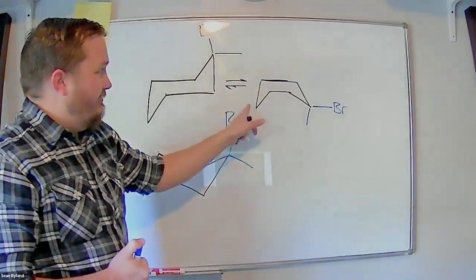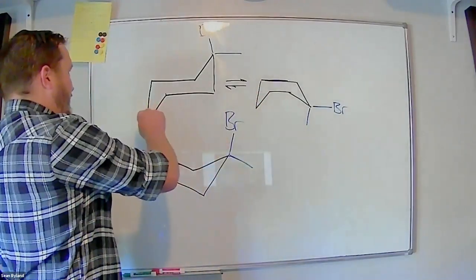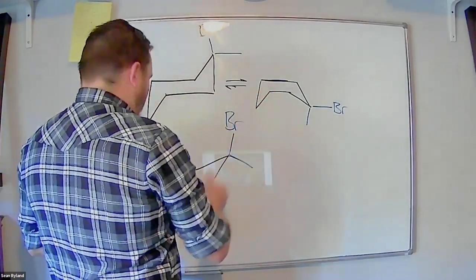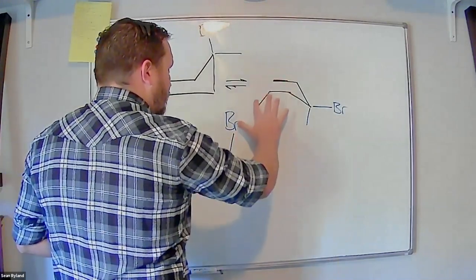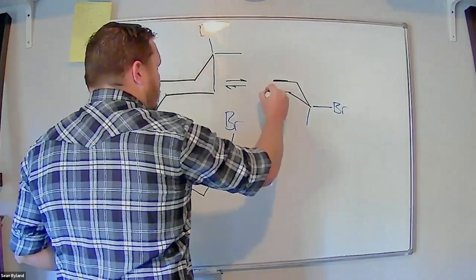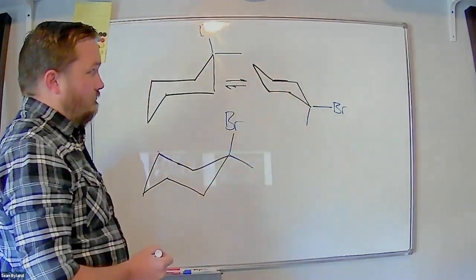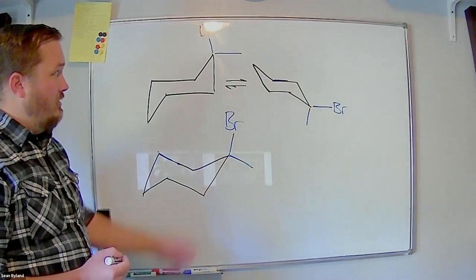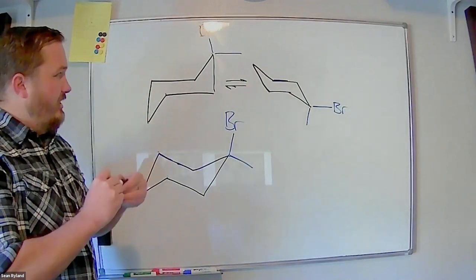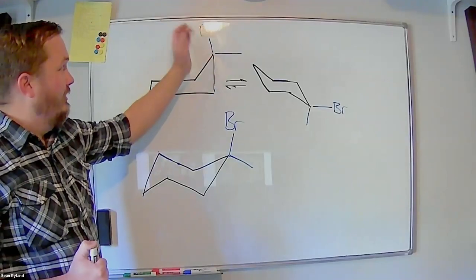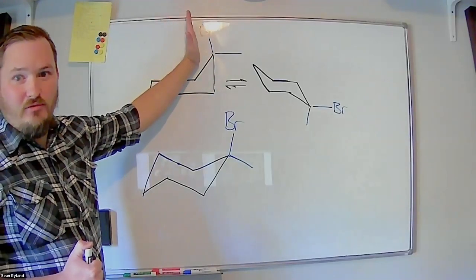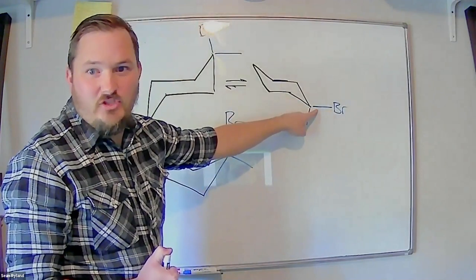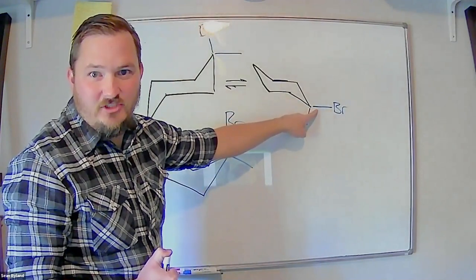So if we do the exact same thing on the other side, we take this end and flip it up, we're going to rearrange that. So it's now pointed the other way. And if you look at what happened to the two things attached to the bromine carbon, the bromine was axial, but by going through this chair flip, we put it into the equatorial spot, where now it's not pointed towards anything else, and so it won't interact with anything else as much.